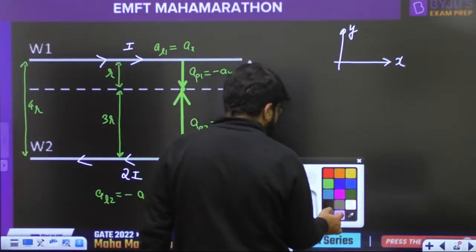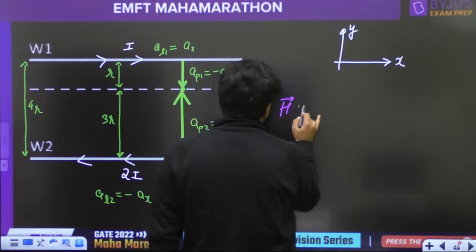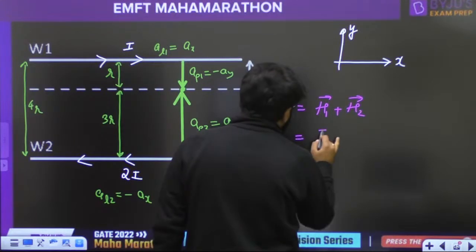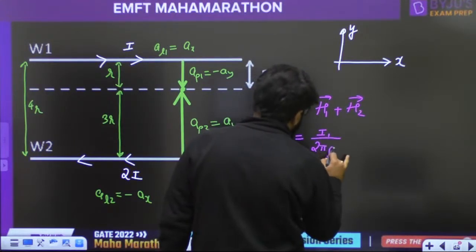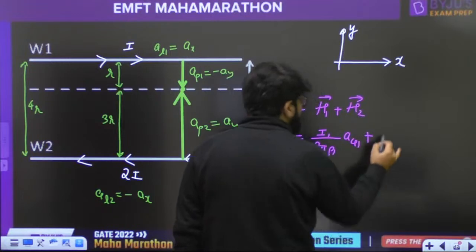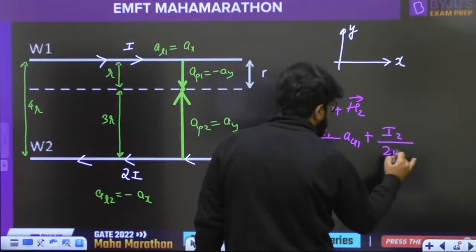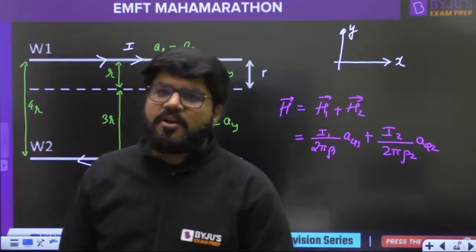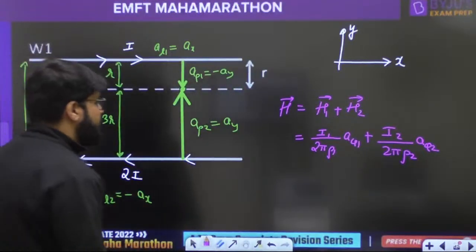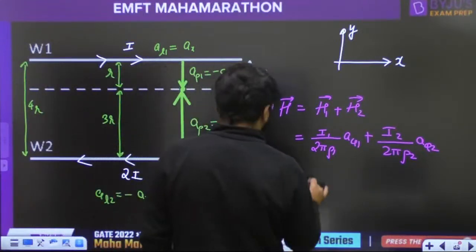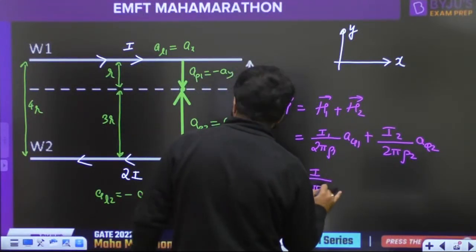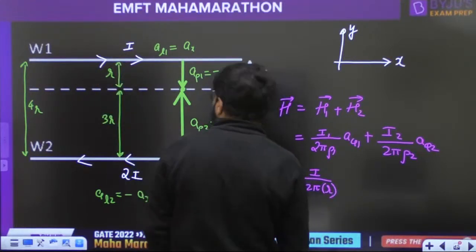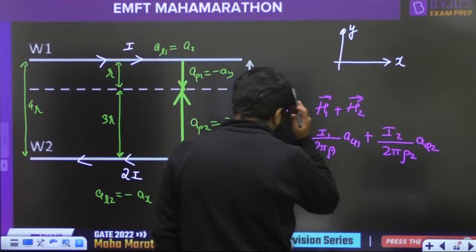So, what is the total magnetic field? To solve this, I need H, which is H1 plus H2. What is the H formula? H1 is I1 divided by 2 pi rho 1 a phi 1. H2 formula will be I2 divided by 2 pi rho 2 a phi 2. ठीक है जी? Basically, wire of infinite length, long wire field formula. What is the first current I1? That is I, divided by 2 pi. What is rho 1? This is the perpendicular distance from the first wire, that is r, into a phi 1. A phi अभी निकाल लेंगे.